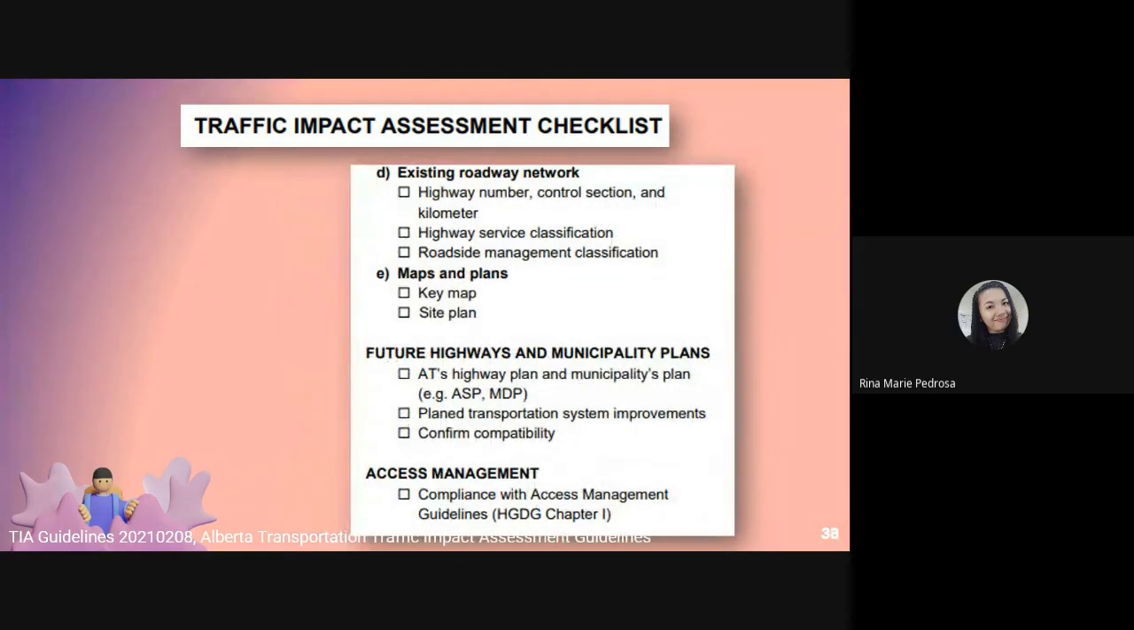Letter D, existing roadway network is also included in the checklist. So you have the highway number, control section, and kilometer, highway service classification, the roadside management classification, and under it is the maps and plans. Again, key map and site plan. Then the next section would be the future highways and municipal plans. The ATs, highway plans and municipal plans, plan transportation system improvements, confirm compatibility.